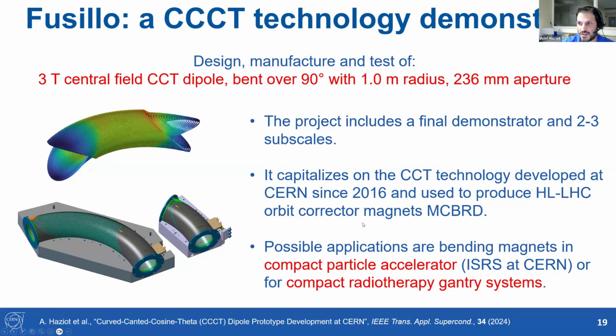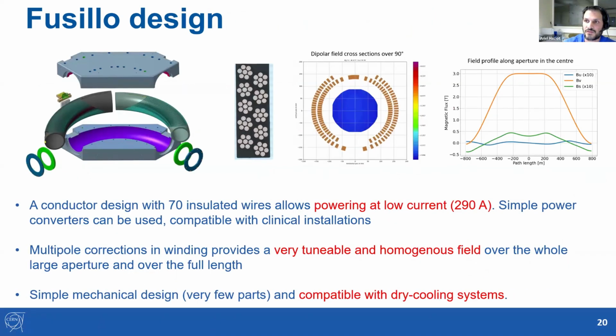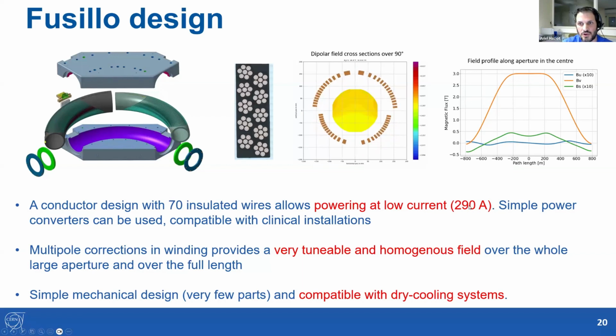And possible applications are compact particle accelerators or compact radiotherapy gantry systems, both in the medical field. The main design feature of this magnet is first a conductor with 70 insulated wires, meaning that we can produce high magnetic field but with very low current, only 300 amp. That means simple power converters can be used and can be compatible with clinical installation.